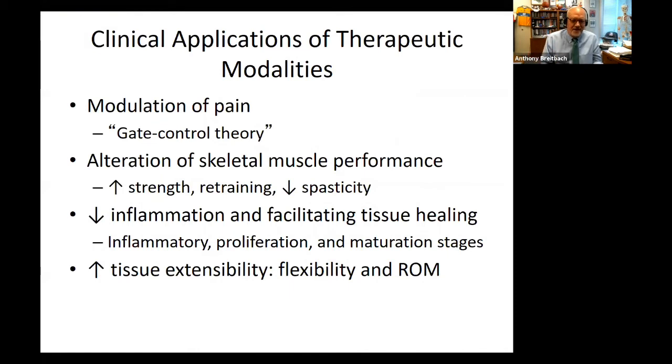So it could be modulation of pain. In physiology and exercise physiology, we've heard of the gate control theory, right? How we flood the afferent neurons with sensation and hopefully close that gate at the dorsal horn of the spinal cord to the sensation of pain that people feel. We also have alteration of skeletal muscle performance: increased strength, retraining the coordination, decreasing spasticity of the muscle, and decreasing inflammation to facilitate tissue healing. If someone has a large ulcer, or a lot of edema, those types of things, we're looking to help with that. And then increasing tissue extensibility to promote flexibility and range of motion.